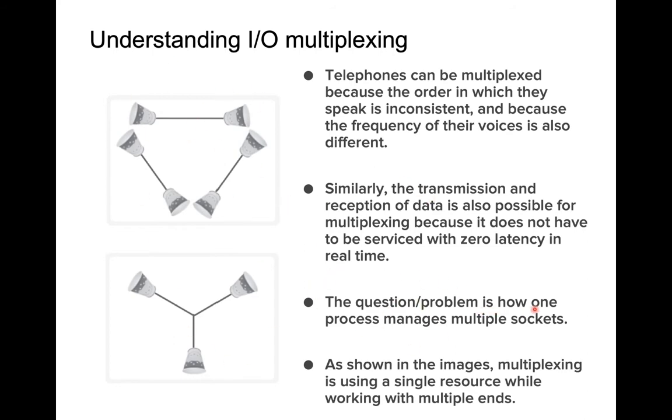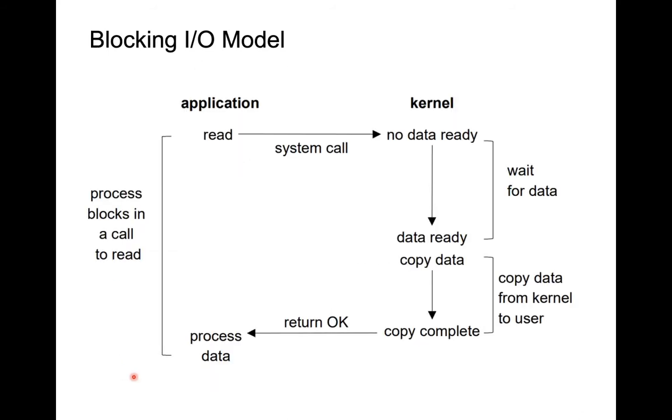Now the question is how to process and manage multiple sockets. When we have multiple clients and the data is coming from them at a time to a single server, how are these multiple clients managed and processed? We will study all these things in detail, but before diving deep, let's see what the IO models are.